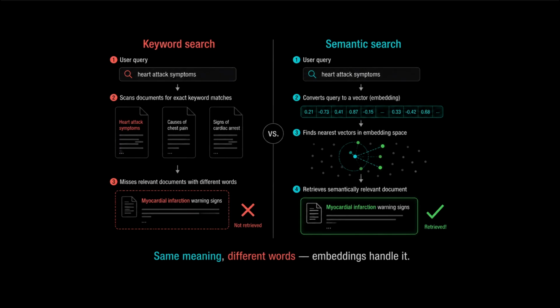You embed the user's query into a vector. You've already embedded all of your documents into vectors. Now you just have to find the documents whose vectors are closest to the query vector using what we know as cosine similarity.